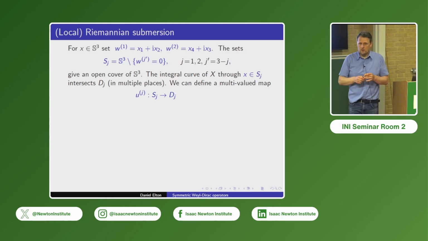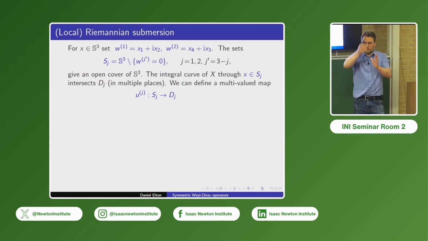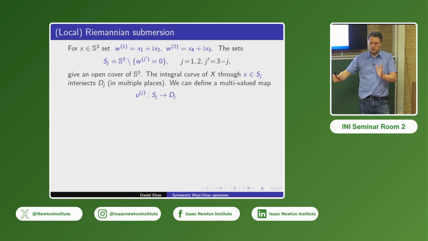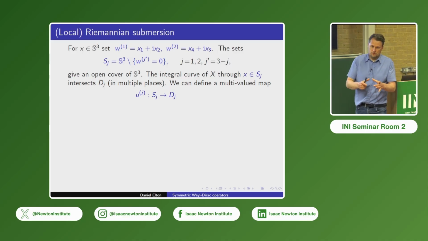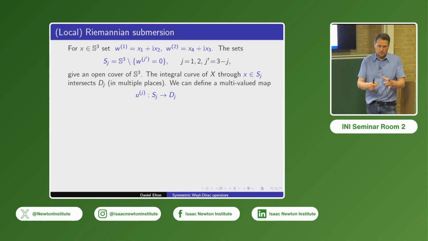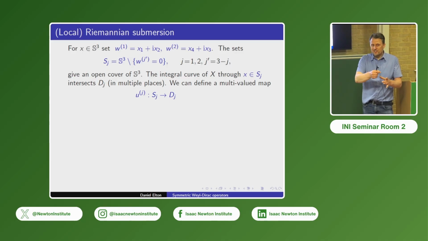Could you say what these disks are in the R3 picture? Okay, so in the R3 picture, one of the disks is the unit disk in the xy plane, bounded by the unit circle. And the other disk, you can take the half plane, x1 positive, x2 zero, x3 arbitrary. So it's a half plane. Yeah. So the integral curves of x will intersect either of those disks. If you just focus on one of them, as you go around, they'll intersect in many points, infinitely many in the case of irrational rotation.